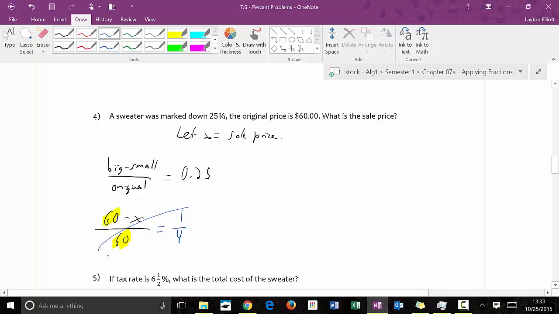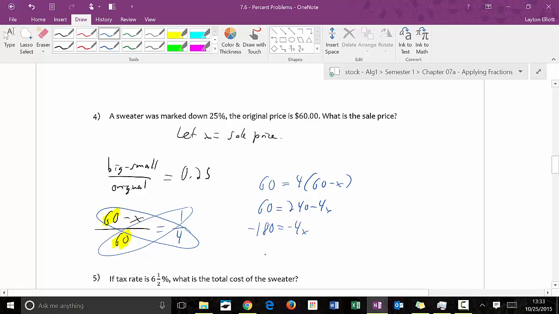Then I'm just going to do a cross multiplying. 60 equals 4 times 60 minus x, or 60 equals 240 minus 4x. Subtract 240 from both sides, and I get negative 180 is equal to negative 4x. Divide by negative 4, and I get x is equal to 45. So the sale price is $45.